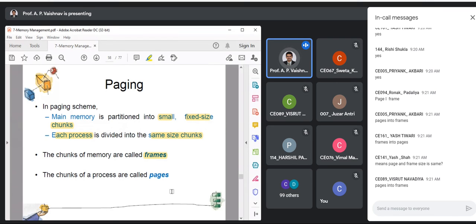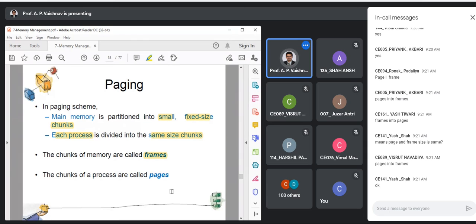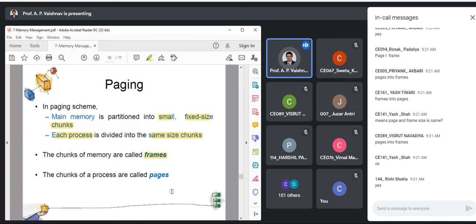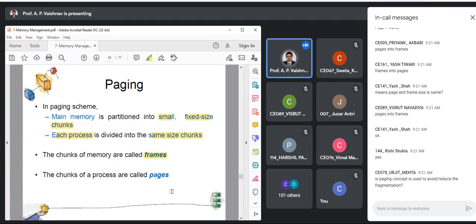Yes, page size and frame size are the same. That's correct. Pages of process should be loaded into main memory frames. I'm going into detail. Clear with this statement? Pages of process are loaded into main memory frames. Okay? Let us see an example to make you clear. Is the paging concept used to reduce fragmentation? Yes, correct. We'll see that in the summary part.